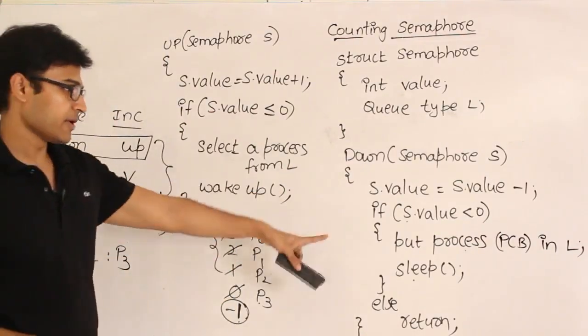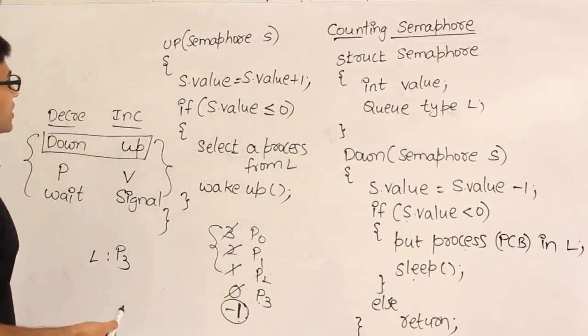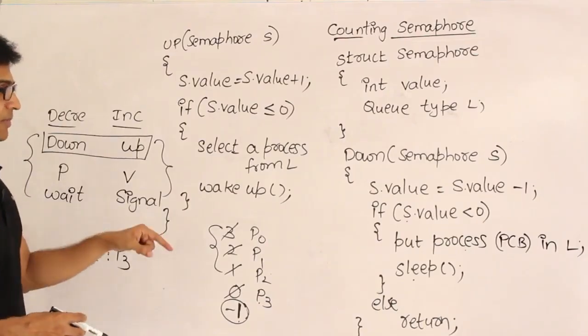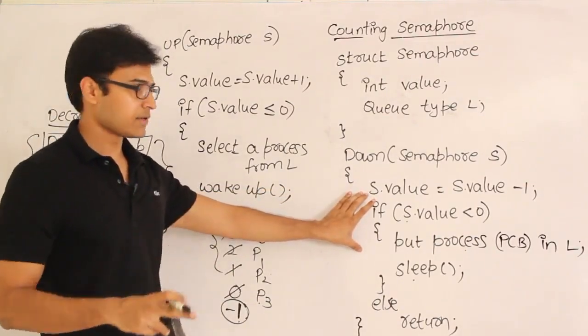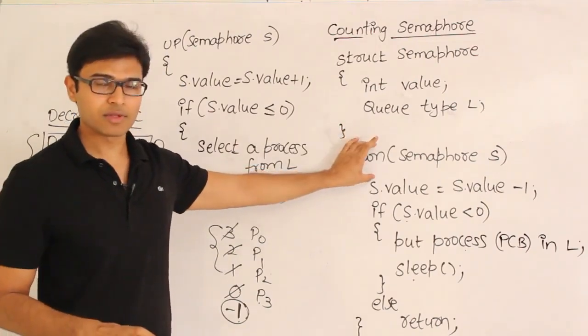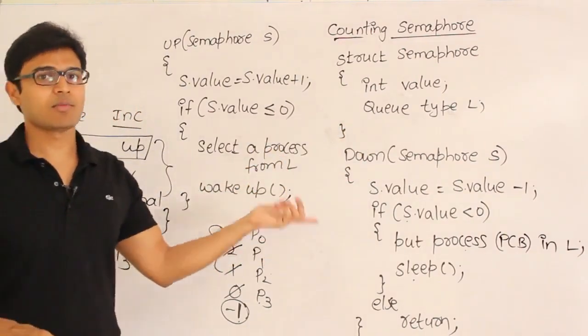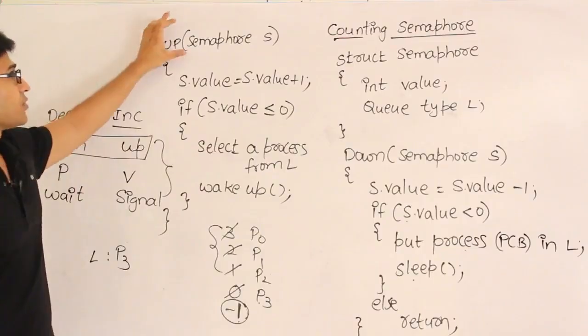That is how down is implemented. Now let's look at up. Whenever any process is trying to get inside the critical section, it is supposed to apply down, and whenever any process is trying to come out of the critical section, it is supposed to apply up.